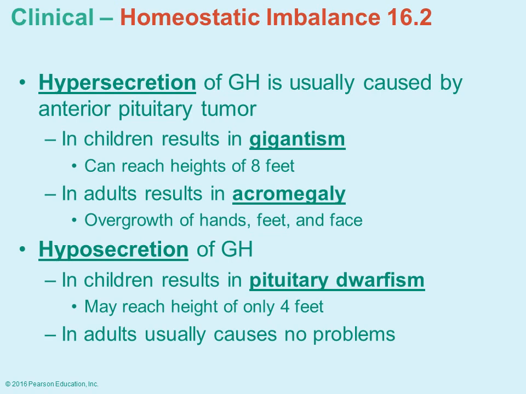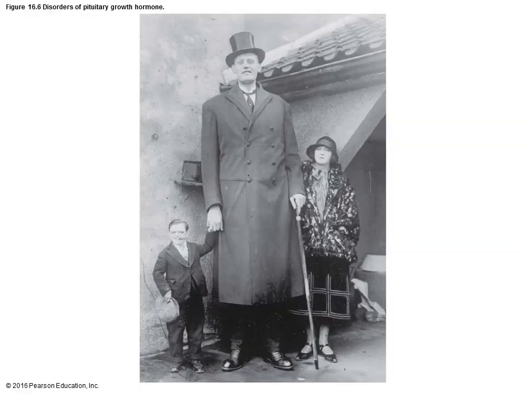If you're secreting too little of the growth hormone in children, this can result in what's known as pituitary dwarfism, where the individual's overall height will be below normal, maybe only about 4 feet. In adults, if this hyposecretion occurs, it usually is not going to cause a problem, because if it doesn't happen until then, you've already reached your height potential, so you're not going to notice it.